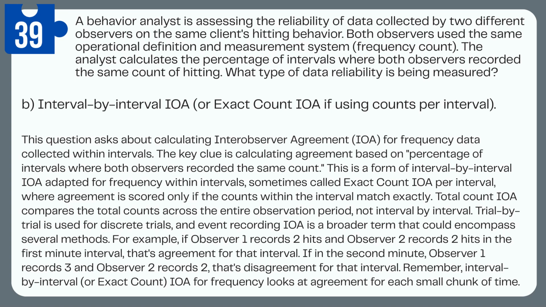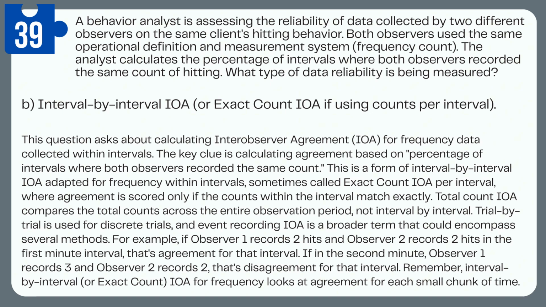Total count IOA compares the total counts across the entire observation period, not interval by interval. Trial by trial is used for discrete trials, and event recording IOA is a broader term that could encompass several methods. For example, if observer 1 records 2 hits and observer 2 records 2 hits in the first minute interval, that's agreement for that interval.